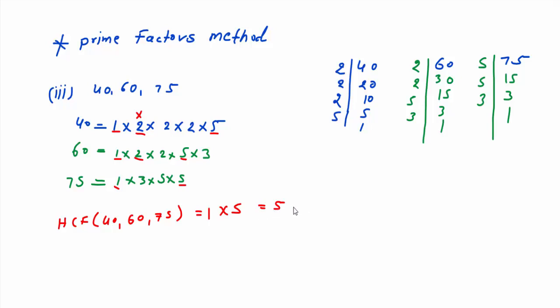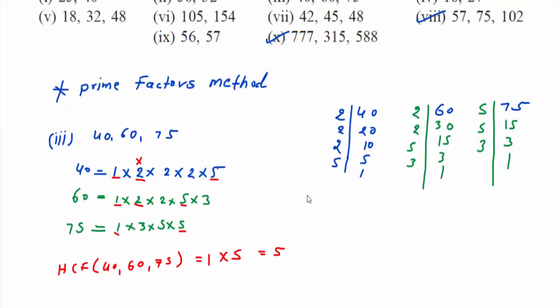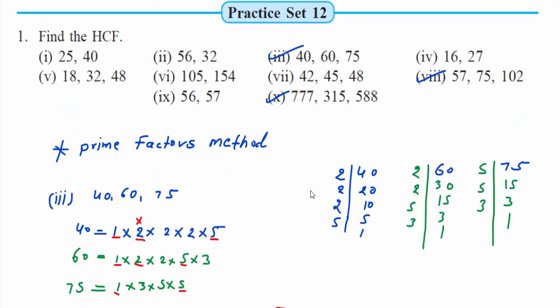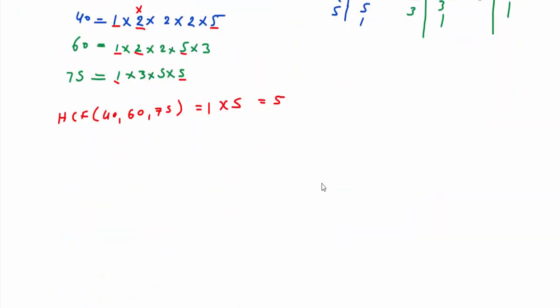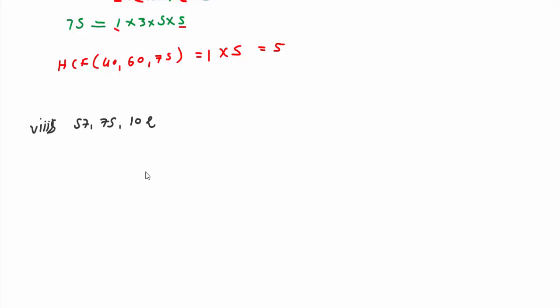So as we know, this is the prime factors method to find out the GCD and HCF of the following. So come to the next question, that is 57, 75 and 102. So here students, we need to find out the highest common factor or GCD of the following numbers 57, 75 and 102. So first step is to factorize the given numbers in terms of prime factors.